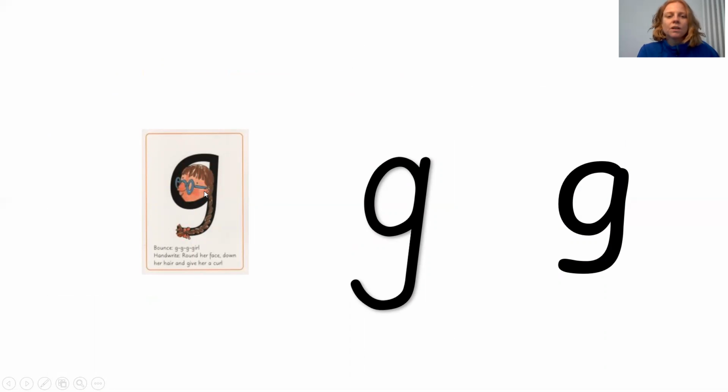So here's the picture that goes along with our g sound. When we are going to be writing and we do our ready and, we get up to here and then we need to go round her face, all the way round and back up again, and then down her hair, and it says give her a curl. She's got a little curl in her hair, so we go all the way round, like a monkey tail. So that's what the basic shape looks like.